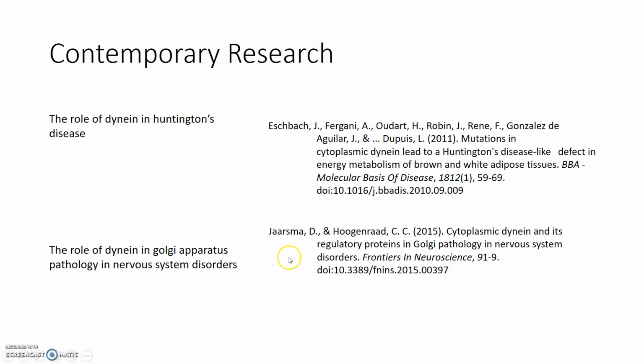So, they too inhibited dynein function in cells, and what they found is the folds and functionality of the Golgi apparatus showed some of the same problems as they've observed in actual nervous system disorders.